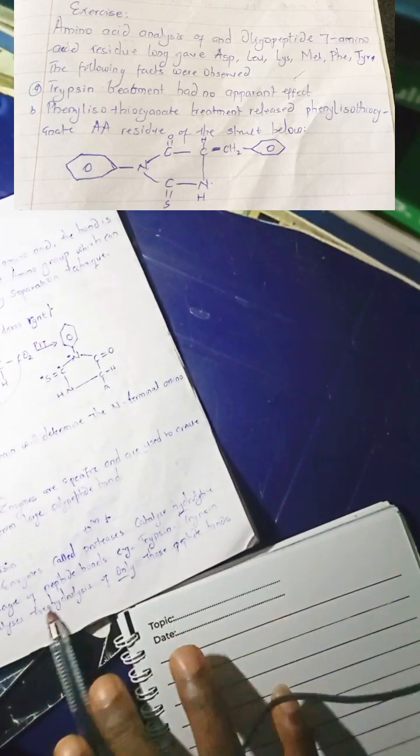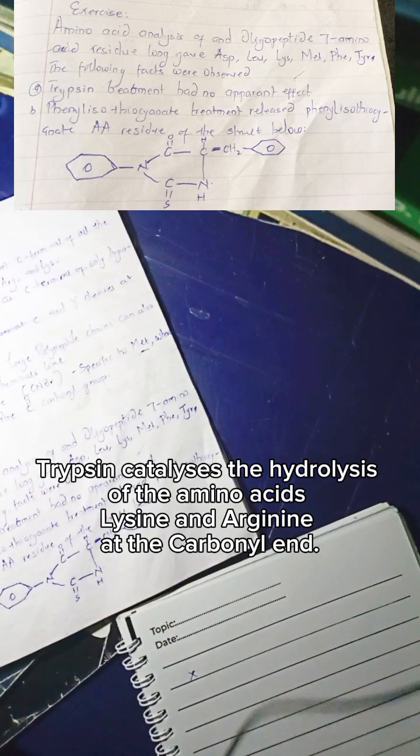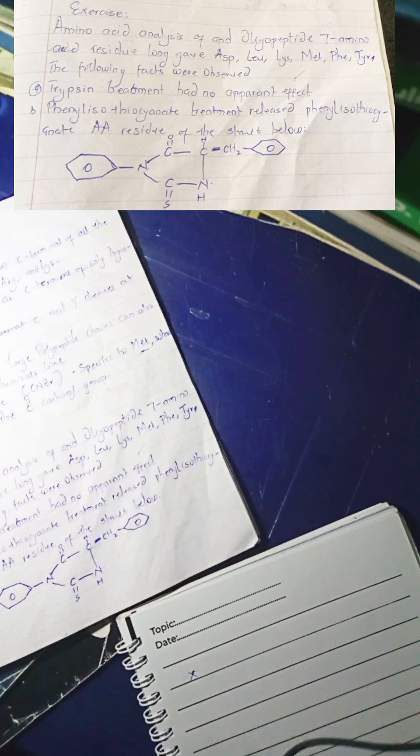The following facts were observed: A. Trypsin treatment had no apparent effect. So another thing you should understand is that to solve this, you have to understand what each enzyme or chemical does. So let's go back to the former class. Trypsin is an enzyme, and trypsin catalyzes the hydrolysis of only those peptide bonds that are contributed by lysine and arginine at the carbonyl side. So trypsin breaks the bond of lysine and arginine at the carbonyl side.